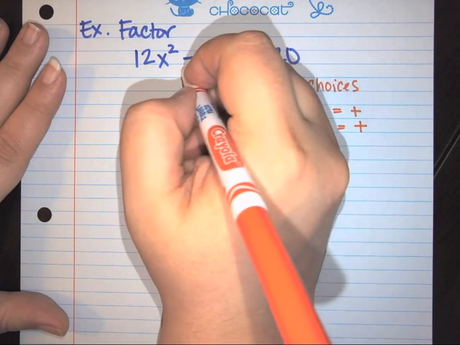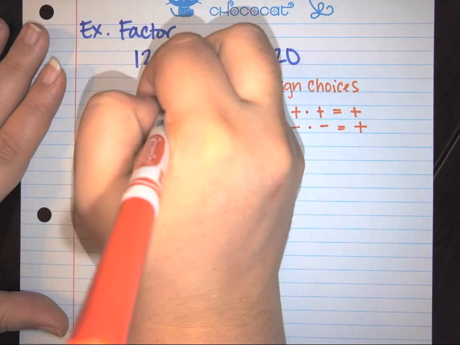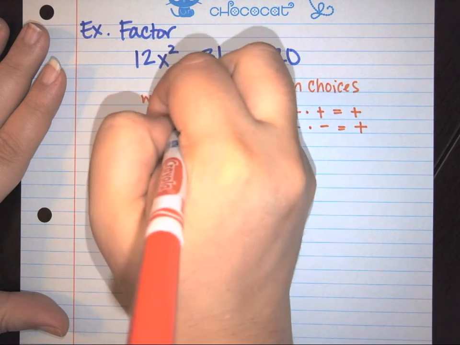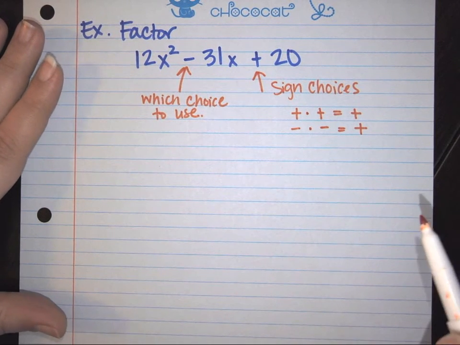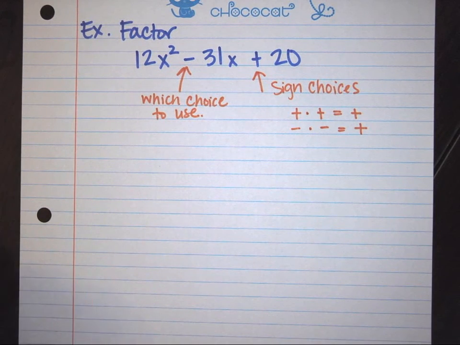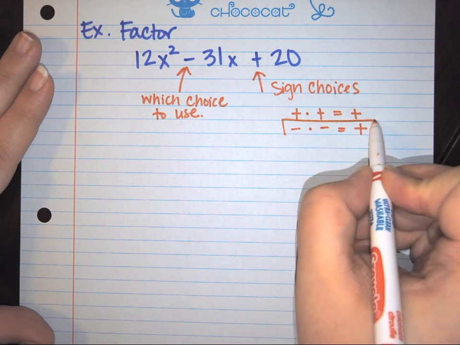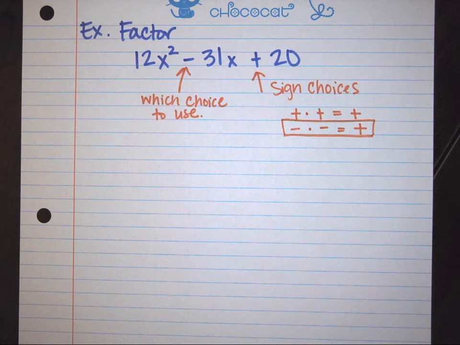And then this middle option is going to tell me which choice to use. So here my middle option is negative, so that automatically tells me that I have to use this bottom option where I have negative times negative. So that is what my factors are going to be set up as.